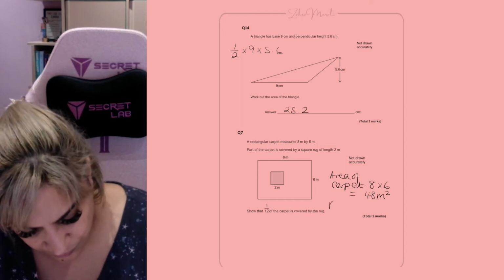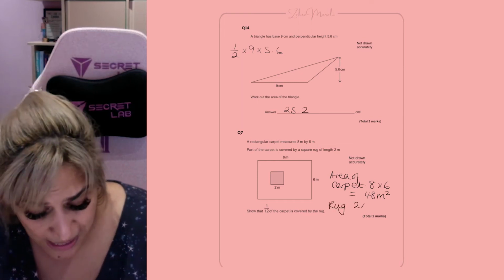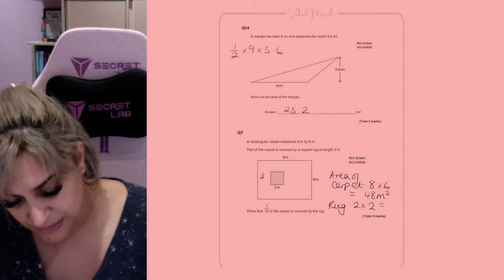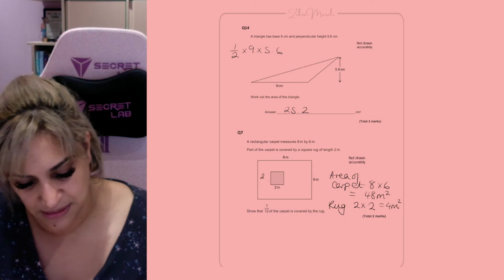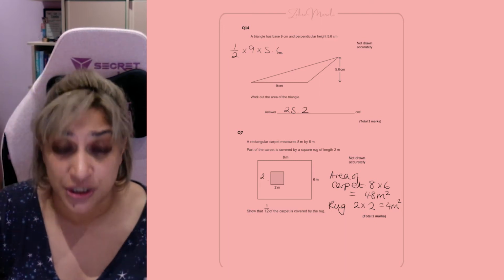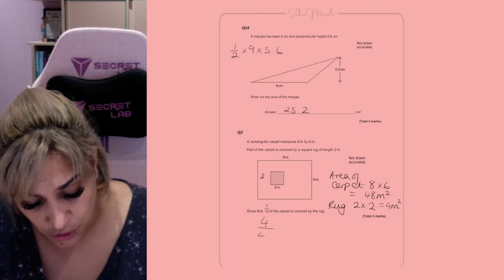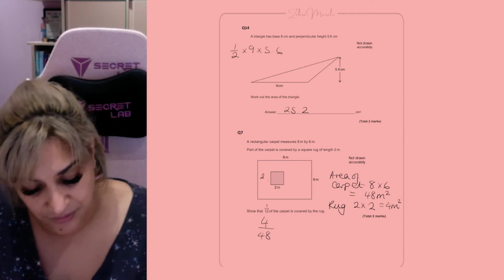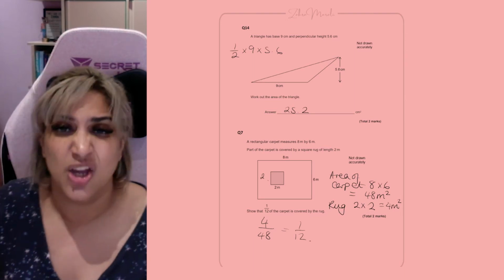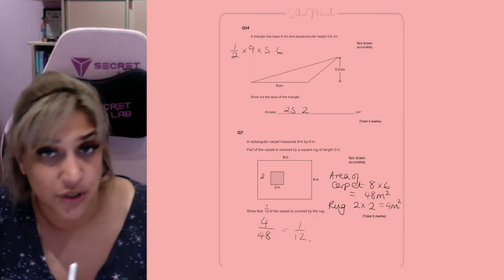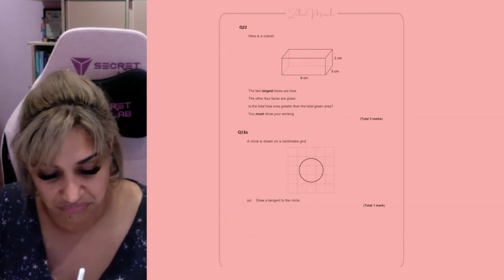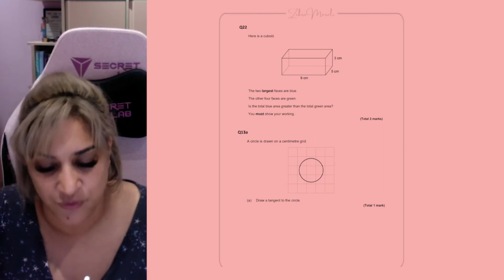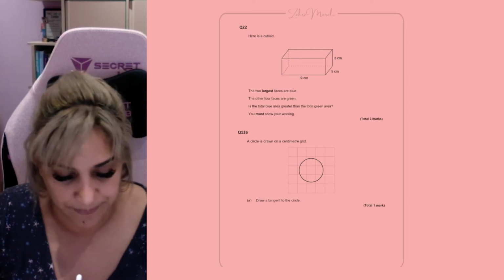And then we've got the rug, which is a square. So it means both sides are the same. If that's 2, that's also 2. And that's 4 meters squared. Now, as a fraction, you're going to put 4 over 48. And you're going to say to yourself, does it cancel down? It does. It cancels to a 12th, which is what we expect. So it's correct. And it's a show that. So it's saying show that this is true. So the fact that you've got it to be true means it must work.